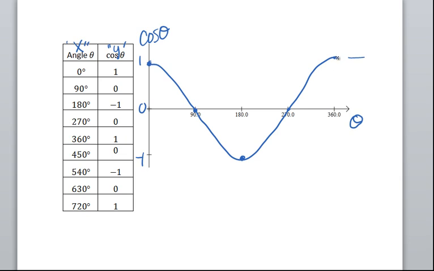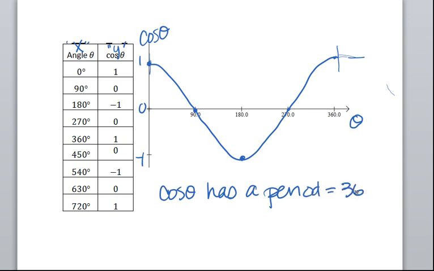Notice that the y values go from negative 1 to 1. Okay, and then if I wanted to, and my grid went on, I can just keep on going and draw the next period. Okay, but this is one period of cosine. It has a period of 360. So cosine of theta has a period of 360, and it starts at 1 and ends at 1. This is the default cosine before it's transformed.